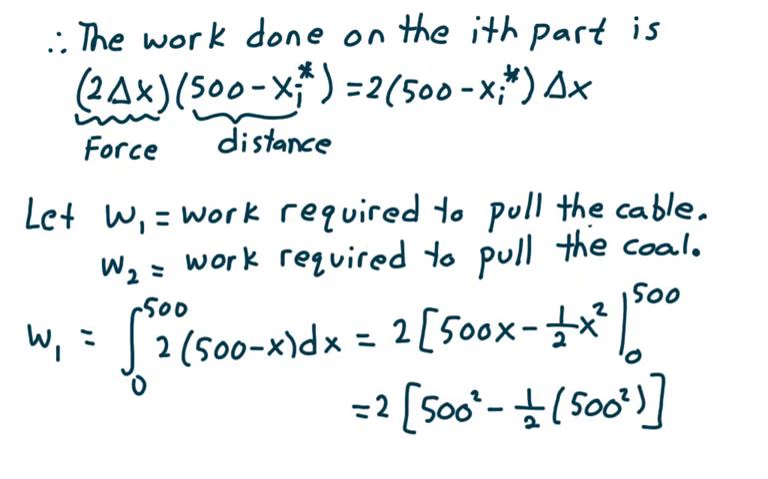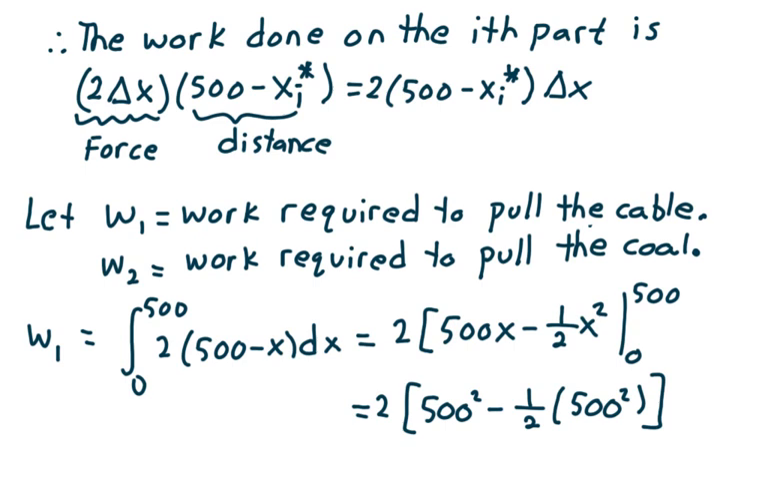The work done on the ith part is 2 delta x, that's the force, times 500 minus x sub i star, that's the distance. And so that's 2 times 500 minus x sub i star times delta x. Let W sub 1 equal the work required to pull the cable. Let W sub 2 be the work required to pull the coal.